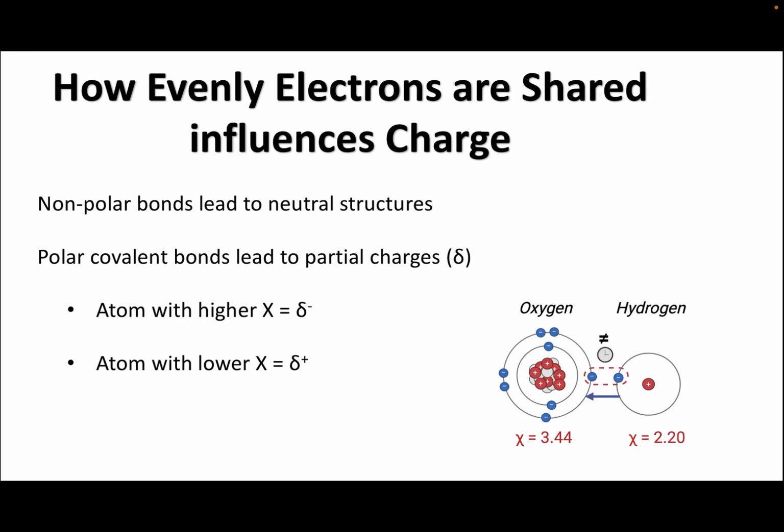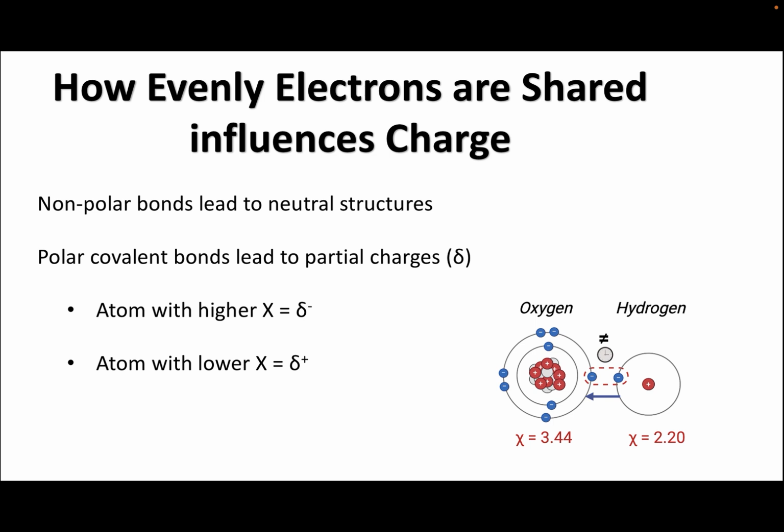How evenly the electrons are shared is going to change whether or not the resulting structure is charged. When we have nonpolar covalent bonds, we end up with relatively neutral structures that have no charged regions to them whatsoever. That's because your electron is negatively charged, but it's spending equal amounts of time with each of the atoms. So overall, there isn't one portion that is charged.